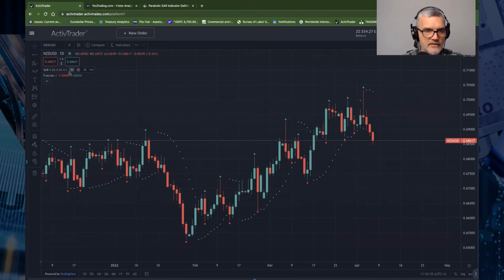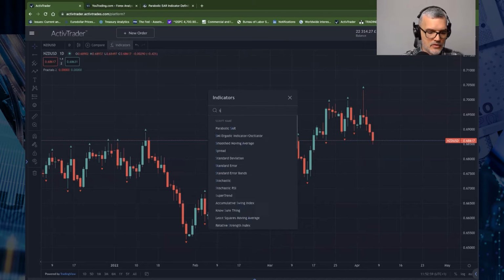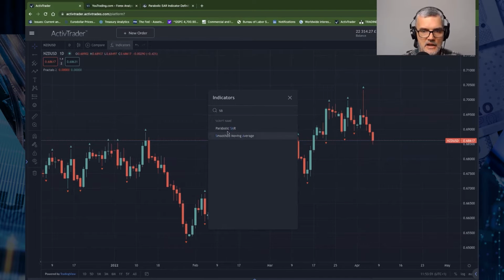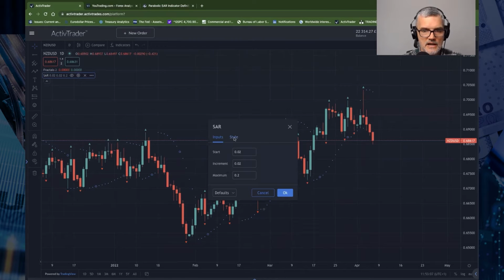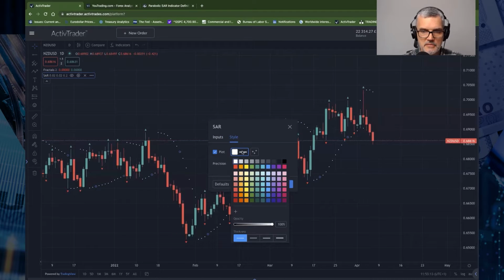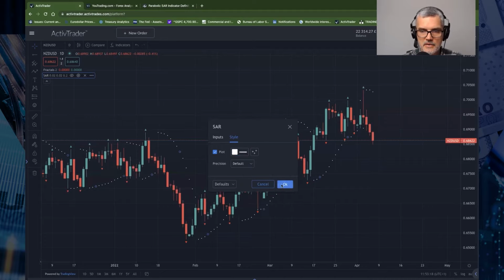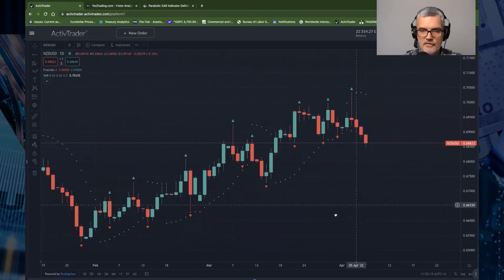And the way you find that is if I just delete this and we go to indicators and we look for stop and reverse, you can go Parabolic SAR. So there you go. Go into the cog and you can change the start, increment and maximum. I generally leave it as default, but I do like to make it a little bit easier to see with a white or a yellow. So here we go. Got the Parabolic Stop and Reverse on there.